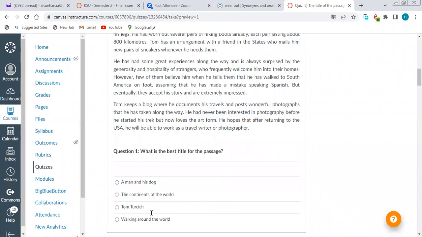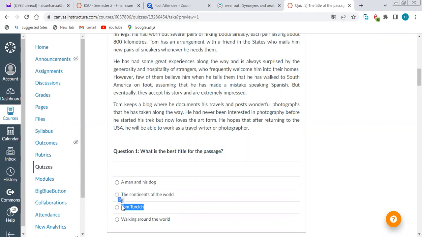The continents of the world? No. The dog? No. Yes, Saleh, Walking Around the World is the best answer. A Man and His Dog was the main idea of a paragraph. The continents of the world was also the main idea of one paragraph. Tom Tursish was only the name of the person who undertook the adventure.